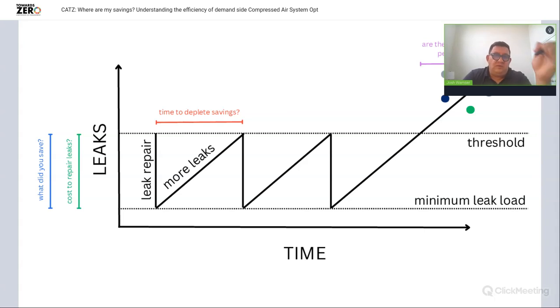So as it pertains to leaks specifically, what do we save? What is the cost to repair? What is the time to deplete savings? And when does it make sense? Where does this threshold make sense to make sure that we're re-optimizing and holding that system where we want it to be?